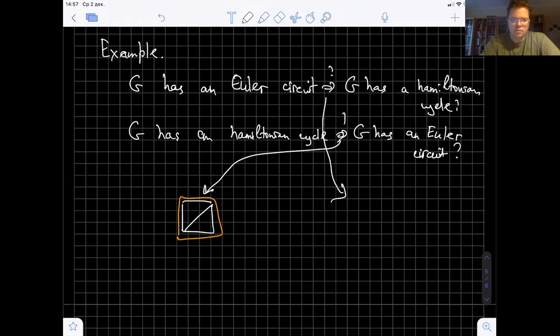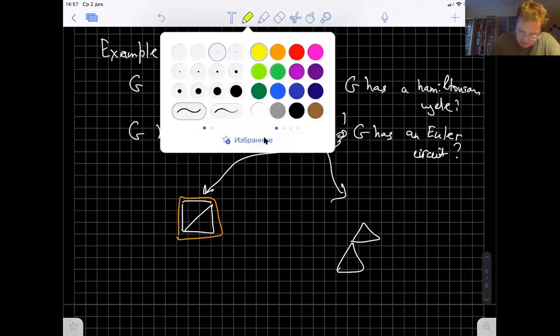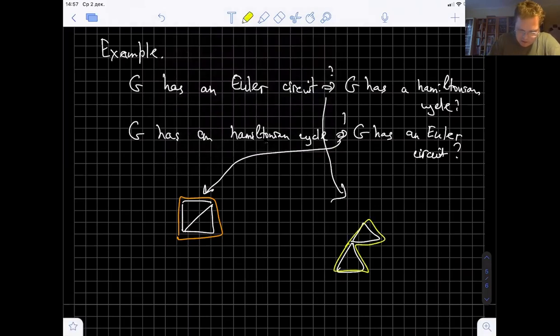So if we have two triangles on top of each other, sharing a center vertex, I think it will be an Euler circuit but not a Hamiltonian cycle. Yes, something like this one. Surely it's an example, because you can have an Euler circuit, but you cannot have a Hamiltonian cycle because you can't go through the center vertex only once.